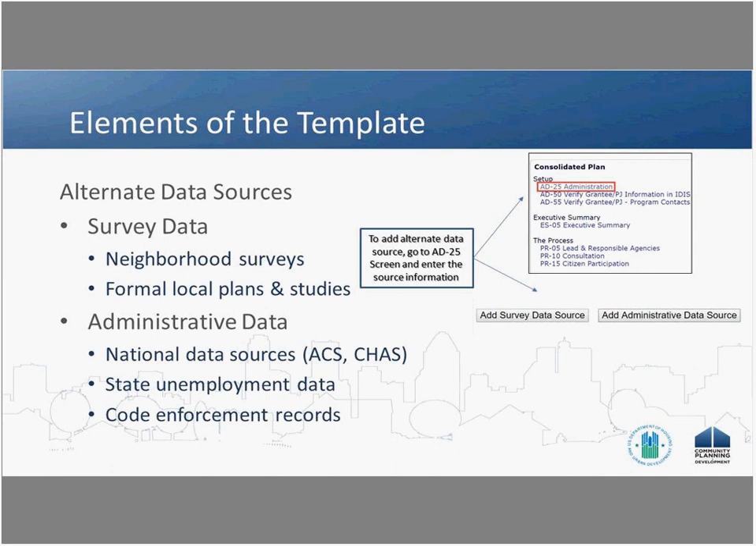Just quickly, a survey covers informal surveys and formal local studies. Either of those is considered survey data. A model study is one developed with social science methods, and another is one that's crafted yourself. The administrative source would be something like permit records, code enforcement records, or other state, local, and national sources like HMDA data or unemployment. So you can add those other sources as administrative data.